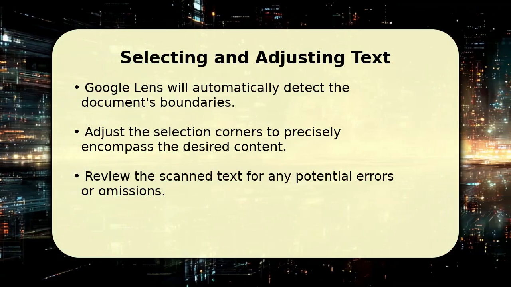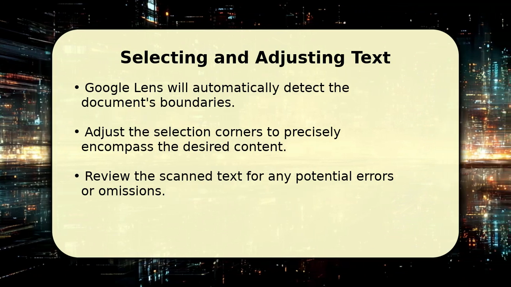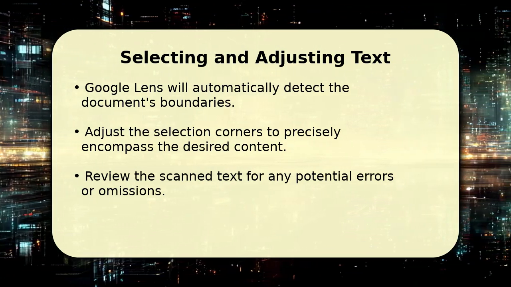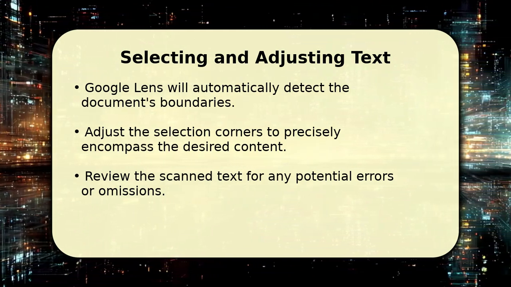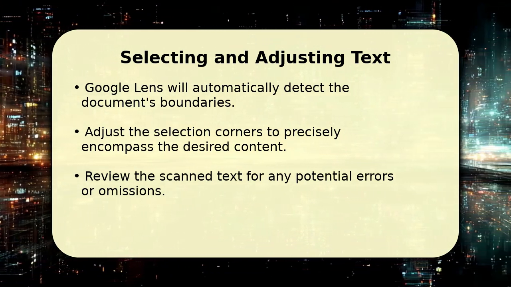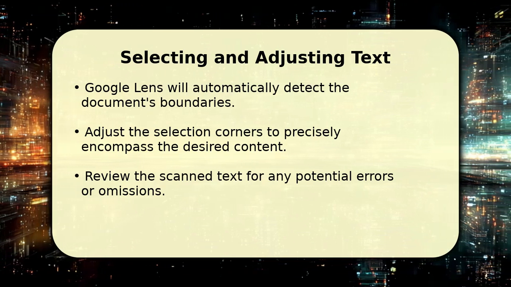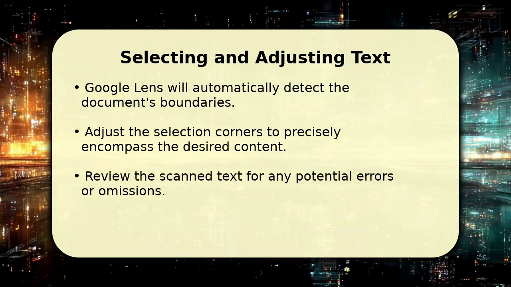After capturing the image, Google Lens will automatically detect and highlight what it perceives as the document's boundaries. You might need to refine this selection by gently dragging the corner points to precisely encompass only the content you wish to include in your PDF.